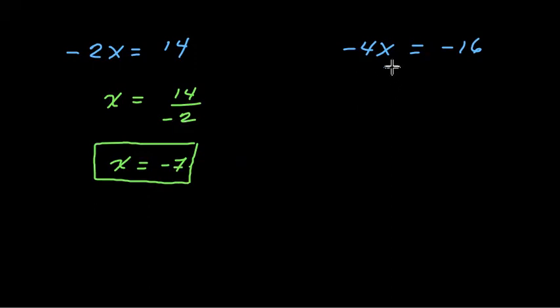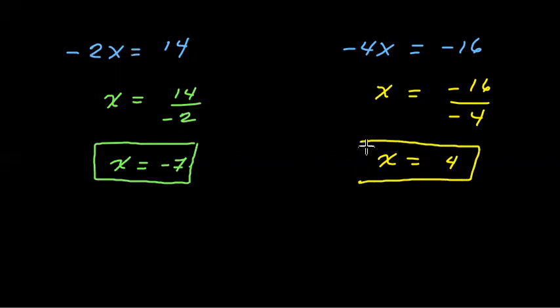Over here, I'm going to divide both sides by negative 4. So x is equal to negative 16 divided by negative 4. Hence, x is equal to positive 4. Why positive? Because a negative divided by a negative gives me a positive. So I end up with a positive 4. 16 divided by 4 is 4. Okay? Good. We're making good progress here.